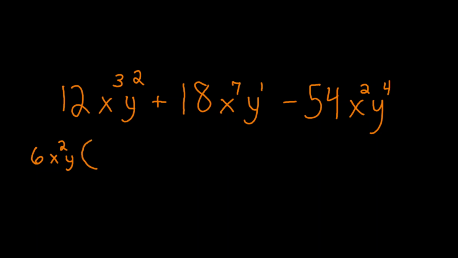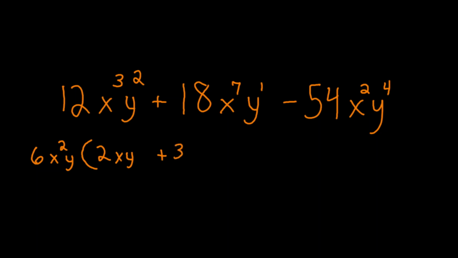Now we're going to basically start dividing. So 12 divided by 6 will give you a 2. X cubed divided by x squared will give you just 1x left over. Y squared, you take out the y, you're just left with y to the first power, just 1y, plus we have 18 divided by 6 will give you a 3.